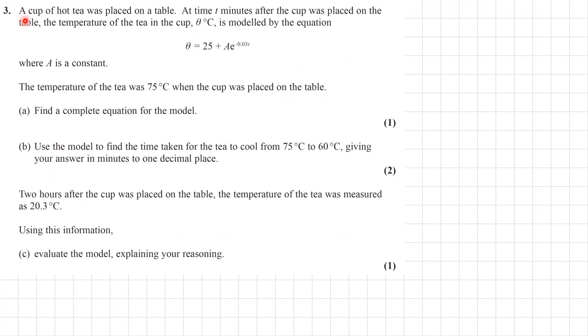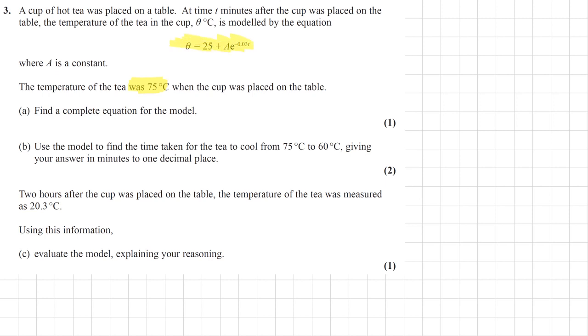Question 3. A cup of hot tea was placed on a table. At time t minutes after the cup was placed on the table, the temperature of tea in the cup in degrees Celsius is modelled by the equation theta is equal to 25 plus A e to the power negative 0.03t, where A is a constant. The temperature of the tea was 75 degrees when the cup was placed on the table, so basically at the start.